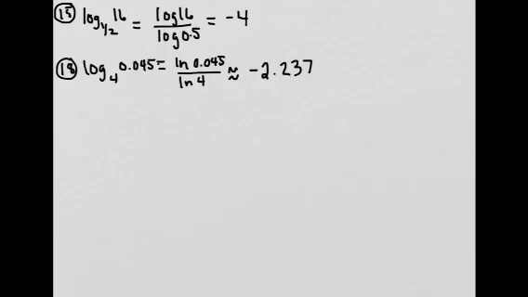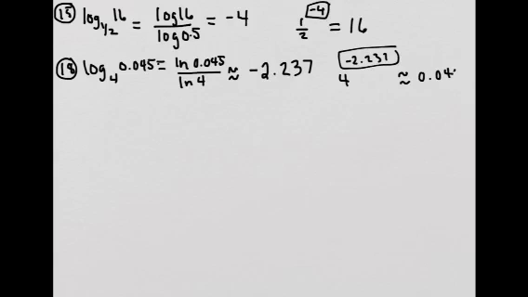So for number 15, that answer -4 means that 1/2 to the -4 power equals 16, and this is an exact value. Whereas on number 18, it's an approximate value. We're saying 4 to the -2.237, that's my exponent, my log, is approximately equal to 0.045. Okay, that's what the answers mean. We're finding the exponents.